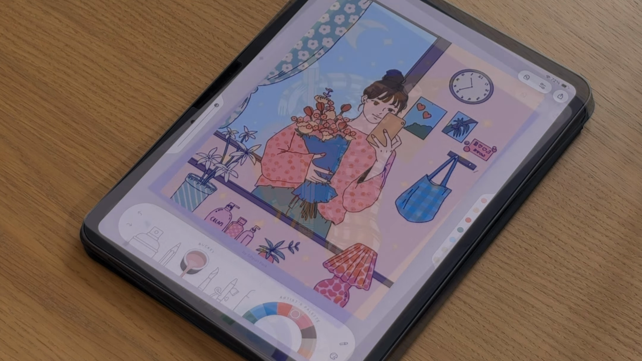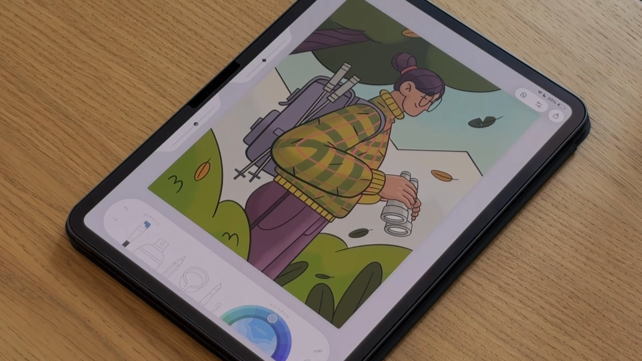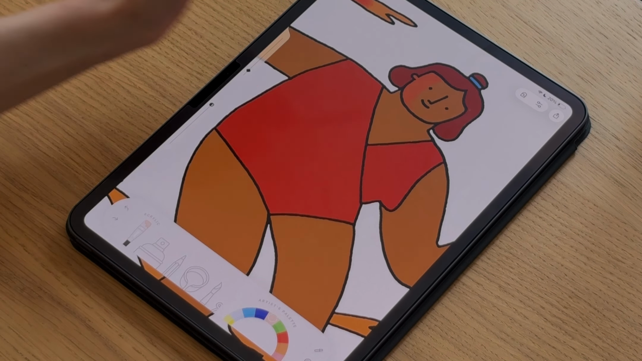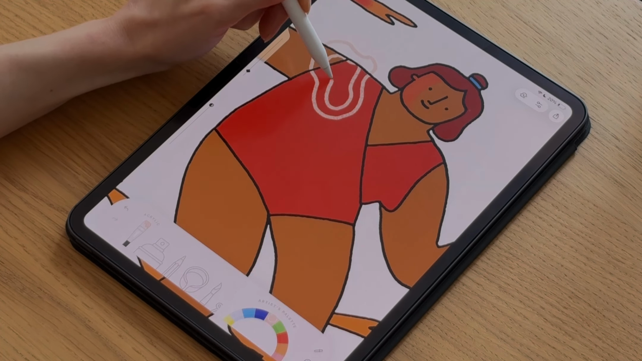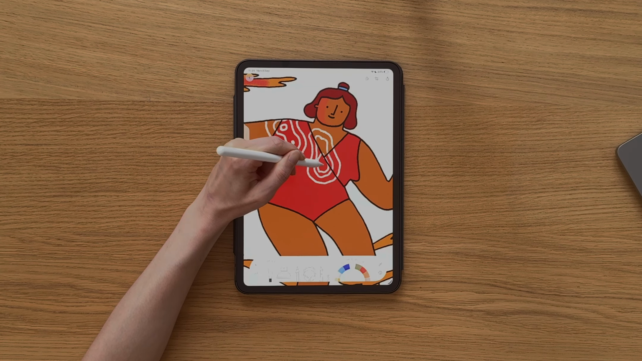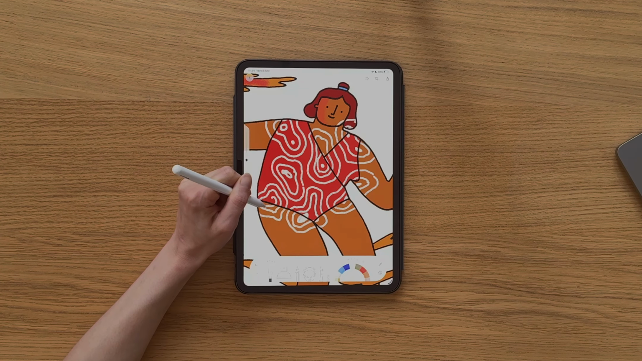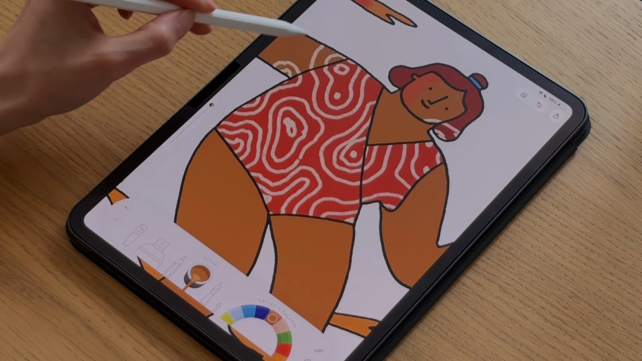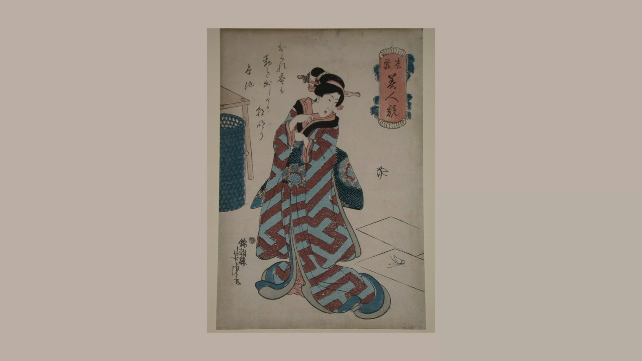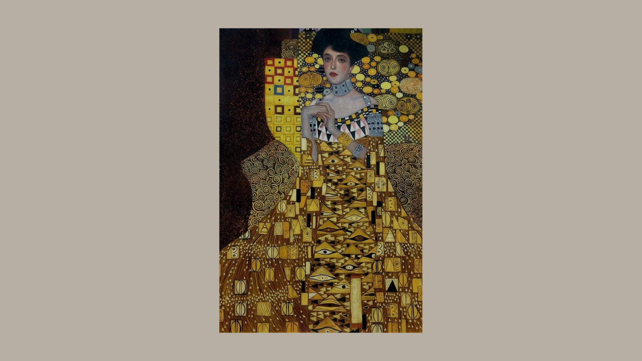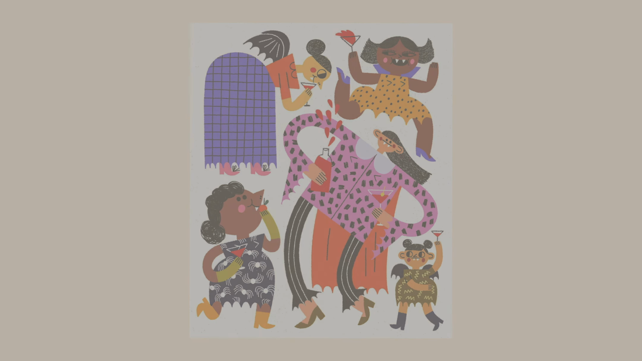We can use patterns to add visual interest to drawings or create volume. You can draw patterns over objects, disregarding the shape of that object. The surfaces with this kind of pattern will have a flat appearance. But this is a very easy way to add visual interest, and flatness can be a part of your artistic style. Look at works by Japanese print artists, the famous Art Nouveau artist Klimt, or our illustrator, Teresa Bellone.